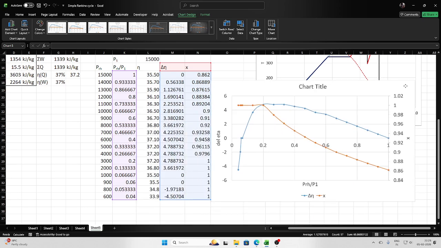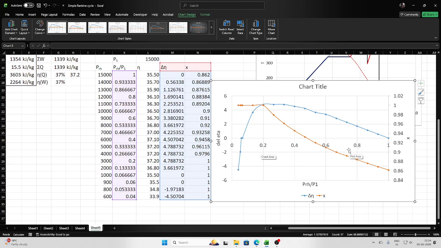So what is the takeaway from here? The takeaway is that the reheat pressure should not be less than its optimum value. If you want the maximum efficiency from a power plant, then the reheat pressure should not be more than 0.2 to 0.25 times the boiler pressure. So this is what I have demonstrated with this particular exercise.